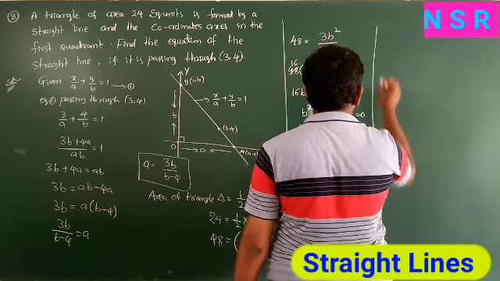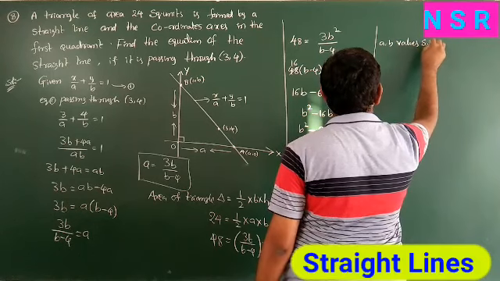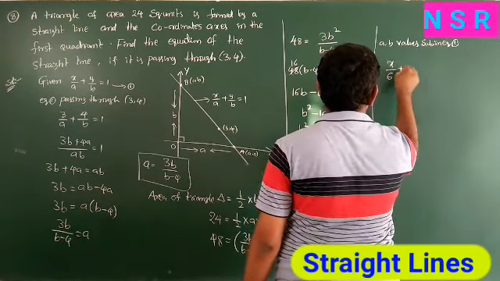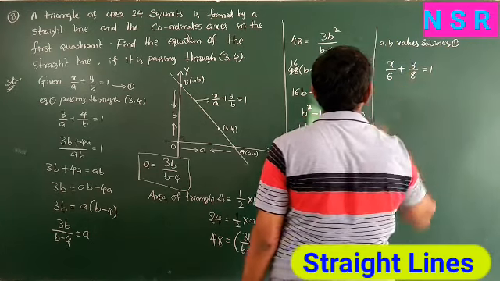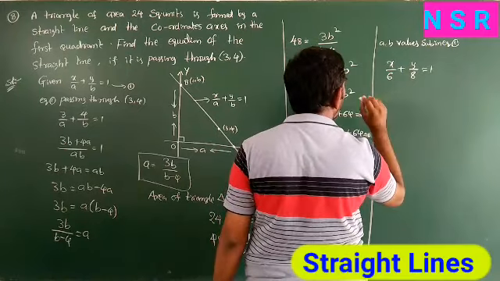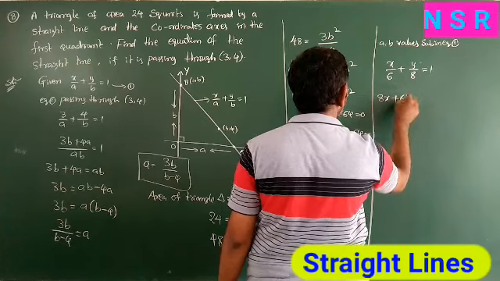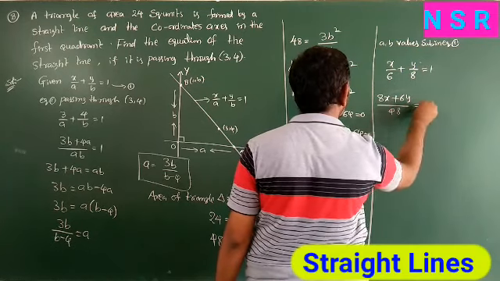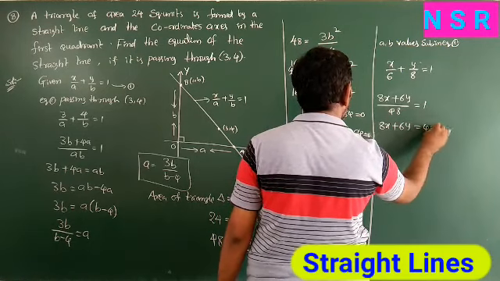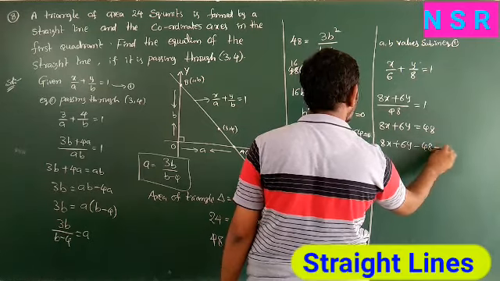So write here a comma b values, substitute in equation 1. So we get x by a plus y by b equal to 1. Here the LCM is 48. 8 multiply here and 6 multiply this side, 8x plus 6y by 48 equal to 1. 8x plus 6y equal to 48. 8x plus 6y minus 48 equal to 0.